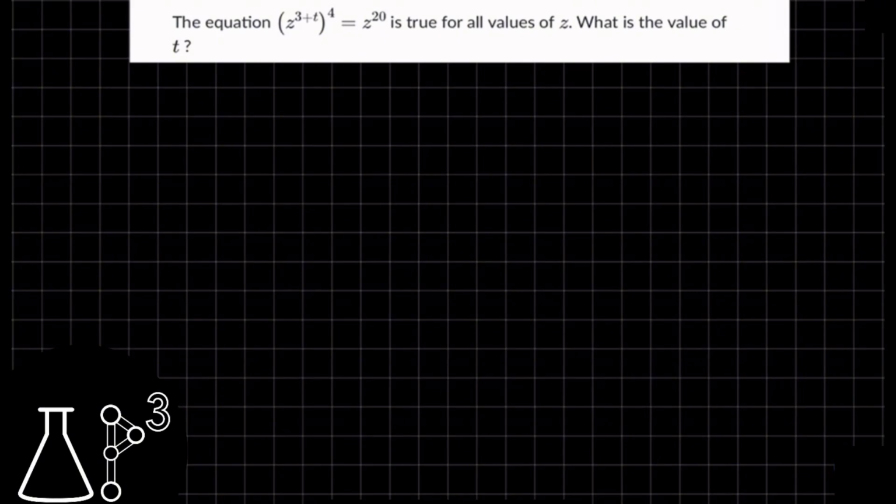So let's just rewrite the expression. We have z to the power of 3 plus t, which is what we're looking for. So make that a different color. So we'll do green in this case.